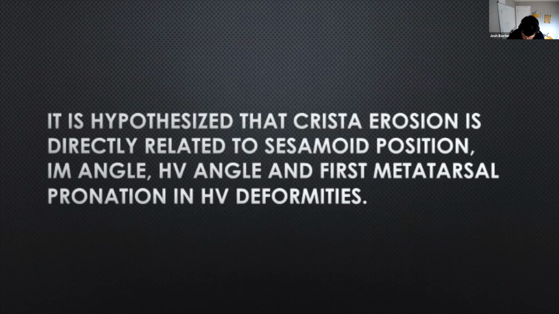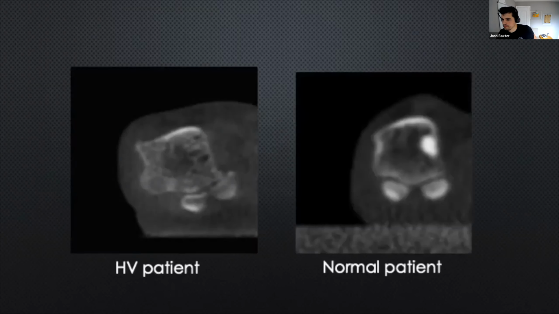The purpose of the current investigation is to examine the relationship of the volume of the crista to pronation, sesamoid station, and IM angle using 3-dimensional models. It is hypothesized that crista erosion is directly related to sesamoid position, IM angle, HV angle, and first metatarsal pronation and HV deformities. As shown in the pictures, you can see that in patients with HV, the sesamoids become displaced. As sesamoids are displaced, erosion of the crista occurs.